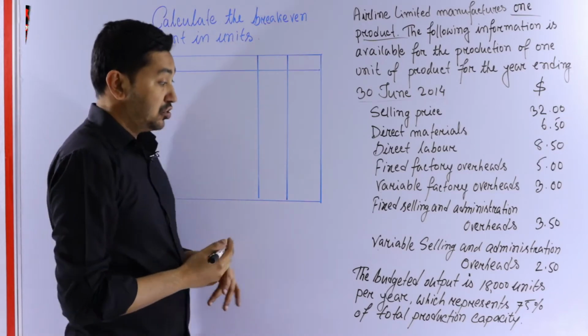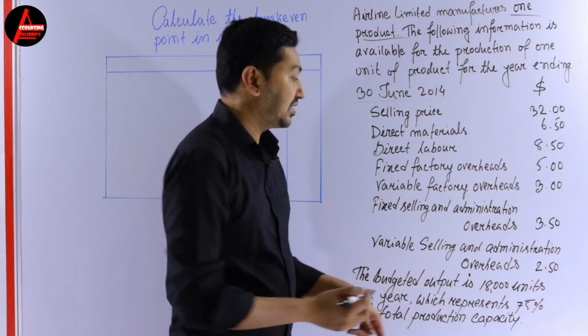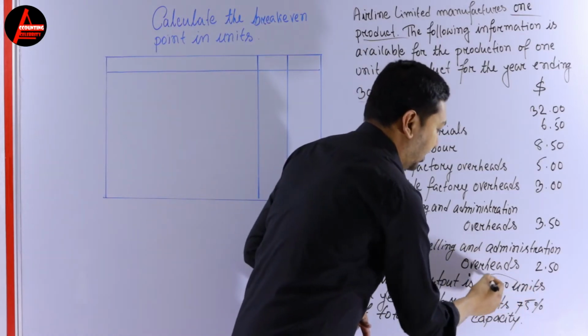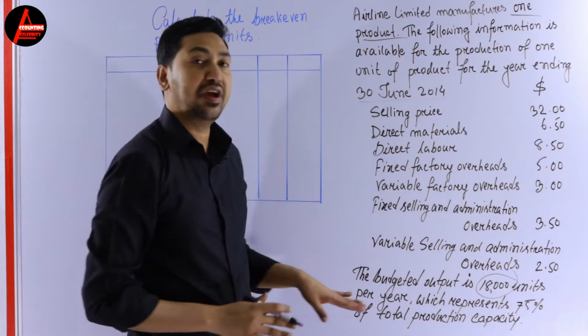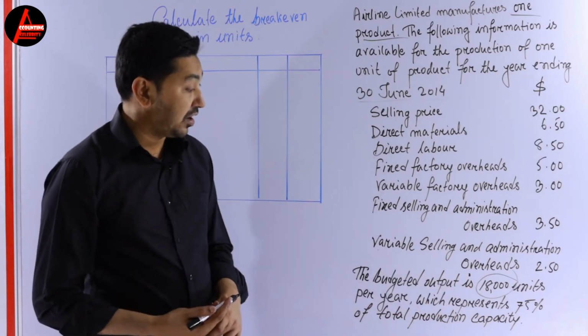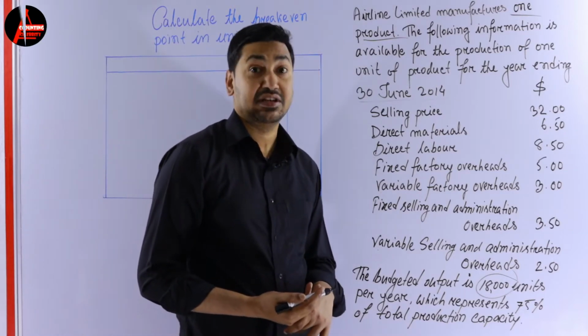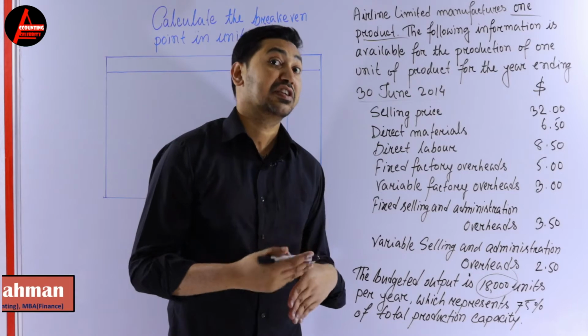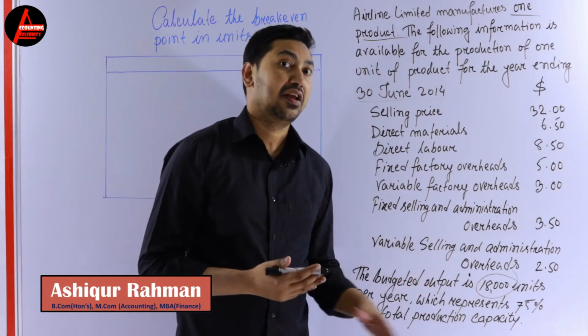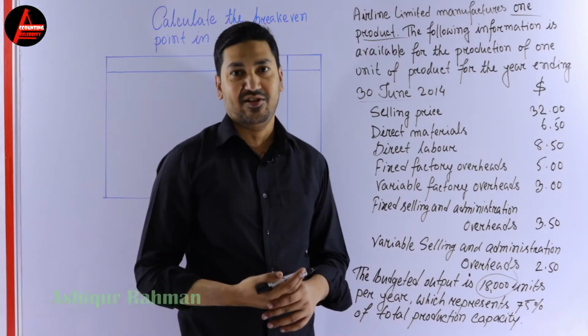So what is written here in the last? The budgeted output is 18,000 units. That means these are the costs for 18,000 units per year, which represents 75% of total production capacity. That is, production capacity is more than 18,000. So we'll calculate for 18,000 units.